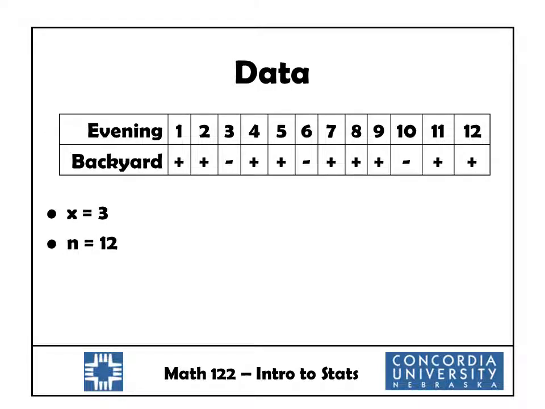So if I look back at my data, I see that I've got 12 plus or minus signs, so n is 12. I see I have 3 negative signs and 9 positive signs, and so x is 3, the number of times the less frequent sign occurs. So there's my test statistic, x equals 3. That's all I need.